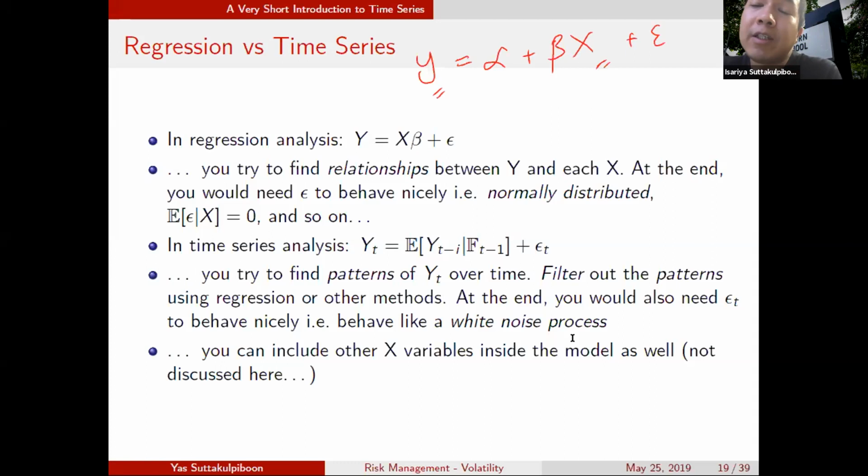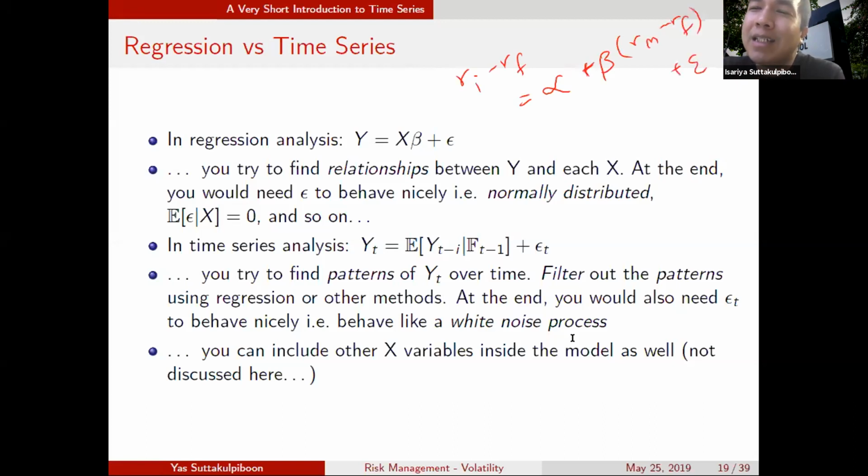You can think about the CAPM model. Y is what? The excess returns of the stock, Ri minus Rf, the risk-free rate. I can think of CAPM, Ri minus Rf being the dependent variable. You have alpha, the seeking alpha, and you have the famous beta, and you have Rm minus Rf, plus the epsilon, the idiosyncratic risk. So that's a regression analysis.